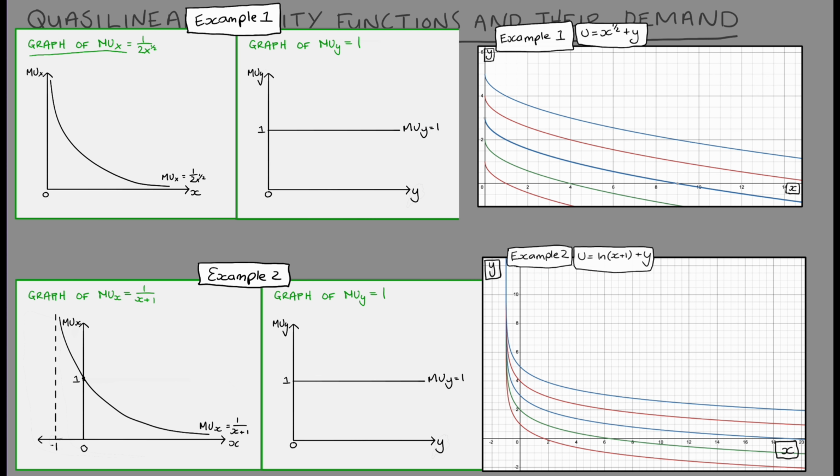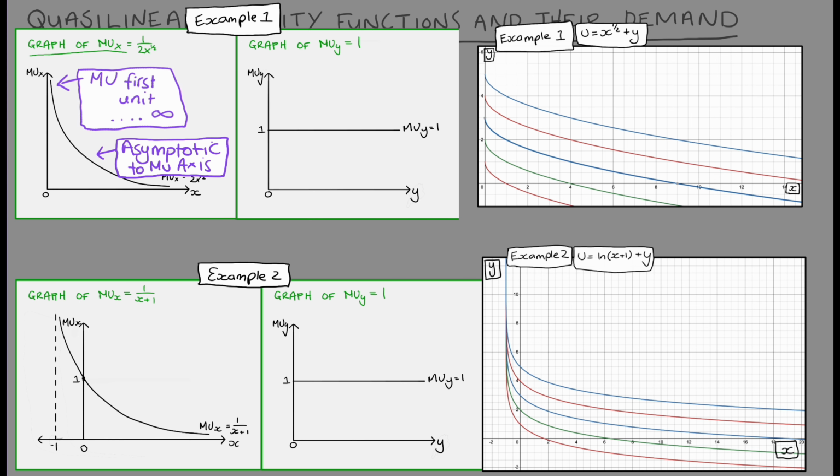And just to remind you, in part 1, I was careful to think about the behavior of our marginal utility, and we found in example 1 that the marginal utility of x was asymptotic to the vertical axis. And so the marginal utility of the first unit of consumption of x was mathematically infinite. The marginal utility of x in example 2, in contrast, crossed our marginal utility axis at 1.